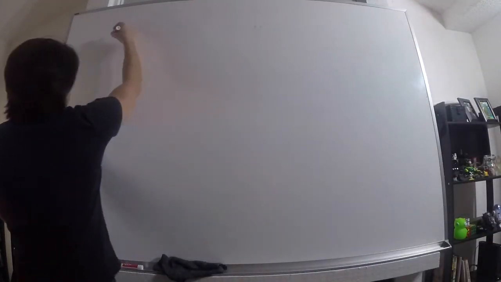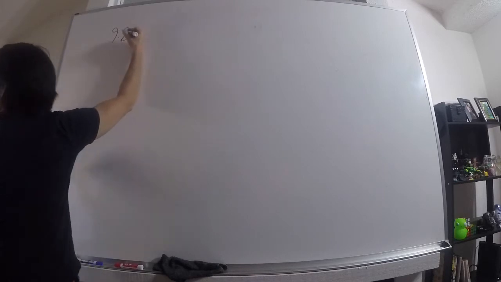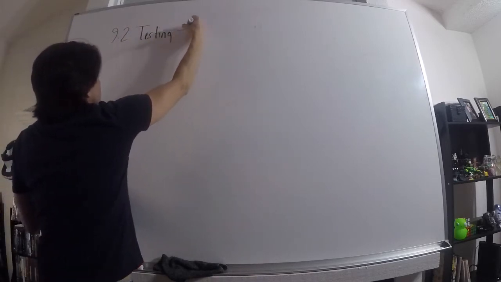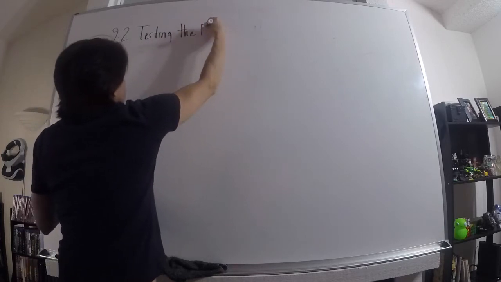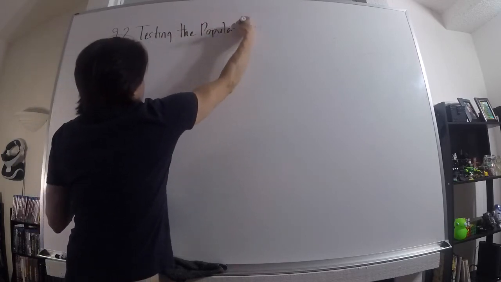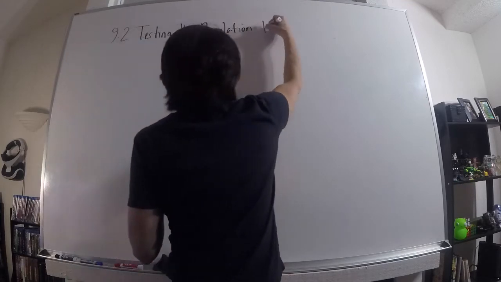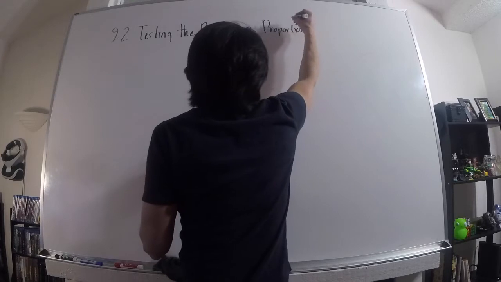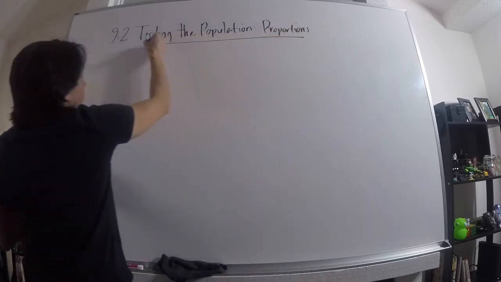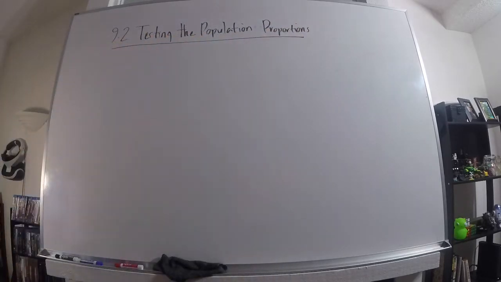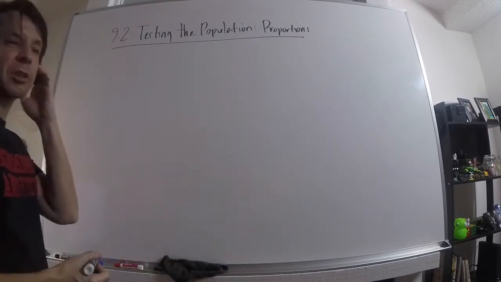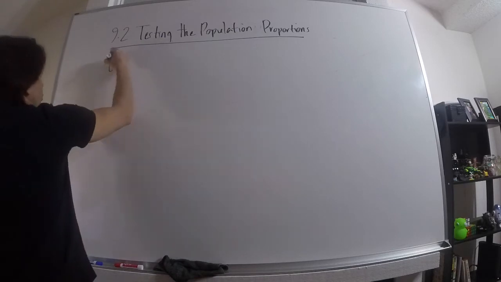All right, 9.2, like I said, a lot of the things that we need to do here were done in 9.1. I crammed a lot of information in there. 9.2 is on testing the population proportion. So we're going to be doing proportions, which is exactly what we did in 9.1. And 9.3 we'll be doing testing for the population mean, and that's going to be a slightly new thing, but the same process overall. We're going to go straight to an example.